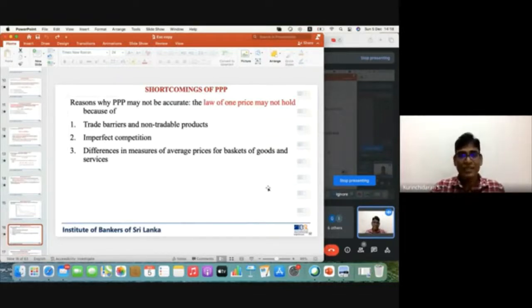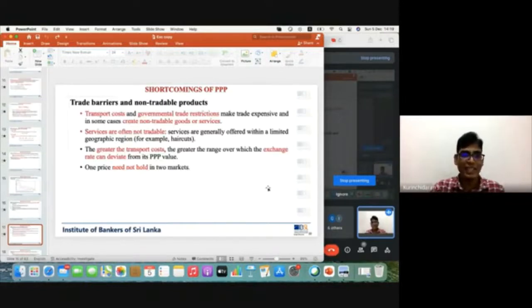As I mentioned earlier, purchasing power parity may not be accurate, which means the law of one price may not hold. You may not see the law of one price in the market due to various reasons. There are three important reasons. One is trade barriers and non-tradable products. Second is imperfect competition. And third is differences in the measures of average price for a basket of goods and services. I have given the detail already.